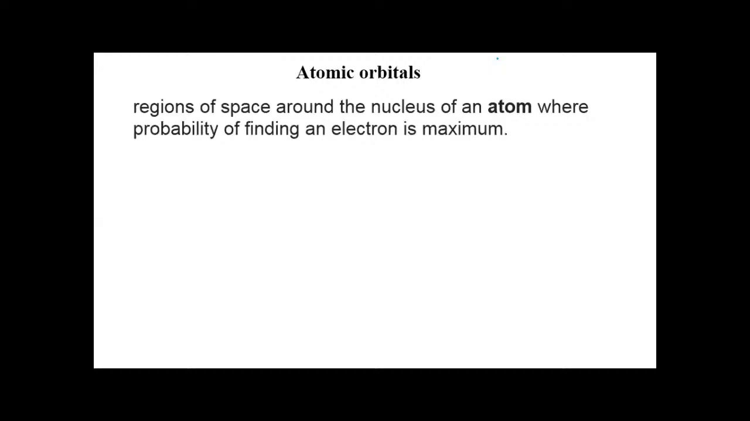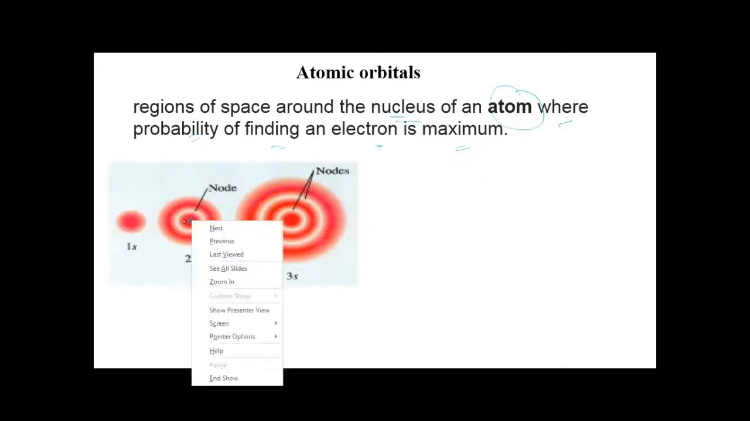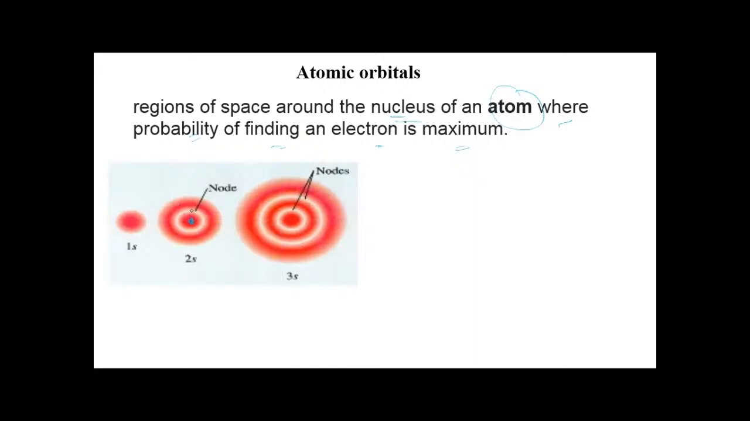First we discuss what are atomic orbitals. The region of space around the nucleus of an atom where the probability of finding an electron is maximum is known as an atomic orbital. Here an atomic orbital is given. This is the nucleus, around which the probability of finding an electron is maximum. Okay, this is a three-dimensional area of space.